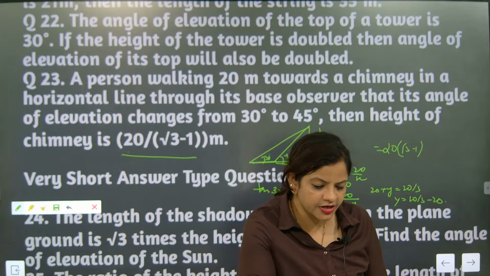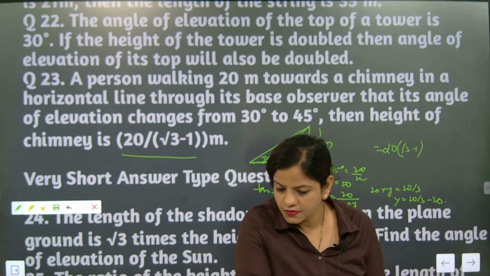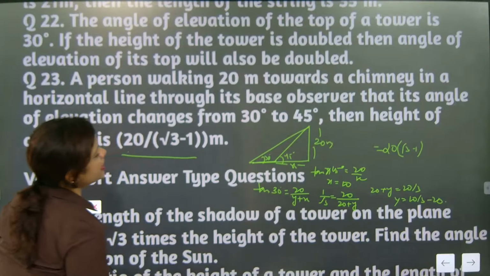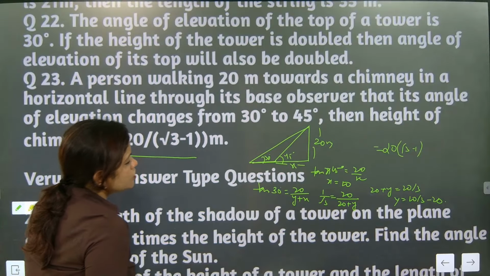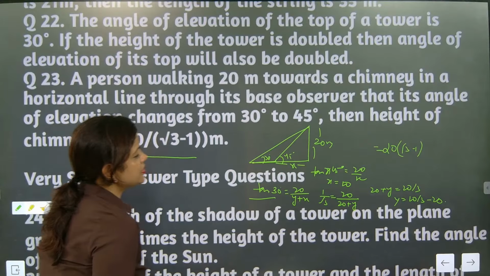20 plus x is there, beta. Tan 45 is there. We'll check what degree is given. First given as root 3. So tan 30 degree is 1 by root 3. So it will come 20 plus h.